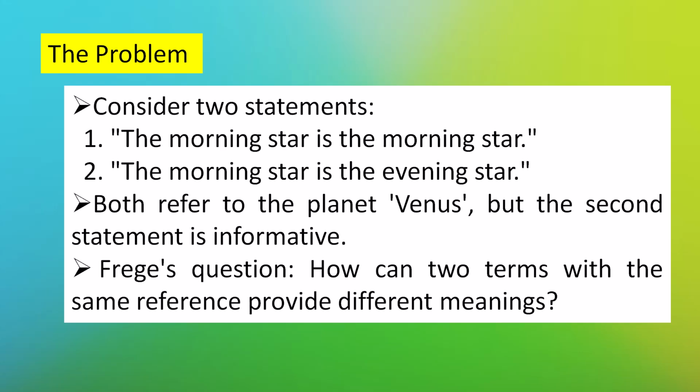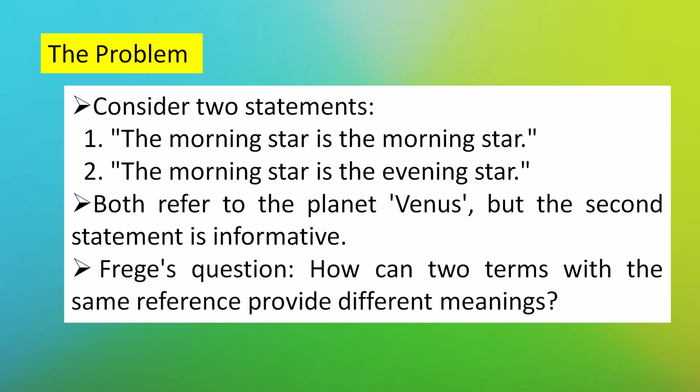Consider the sentences. First sentence, the morning star is the morning star. Second sentence, the morning star is the evening star. Both statements seem to refer to the planet Venus. Yet the first one seems trivially true, while the second conveys a piece of astronomical knowledge. If the meaning of a name is just the object it refers to, how can the second sentence provide new information when the referent in both sentences is the same?